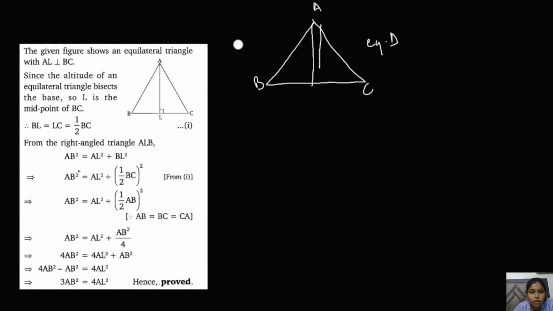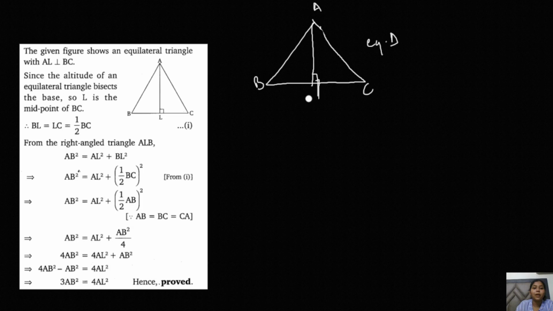So here is the difference between the median, altitude and perpendicular bisector. Altitude is not a bisector, it is just 90 degrees. Median is something that bisects the line. It is not 90, it can be any angle. And a perpendicular bisector is a bisector which is 90 degrees. So these are the differences between all of them. I hope you people won't get confused between them.